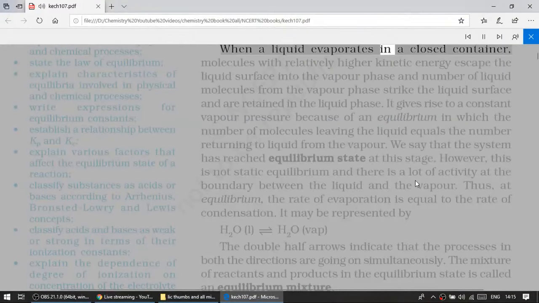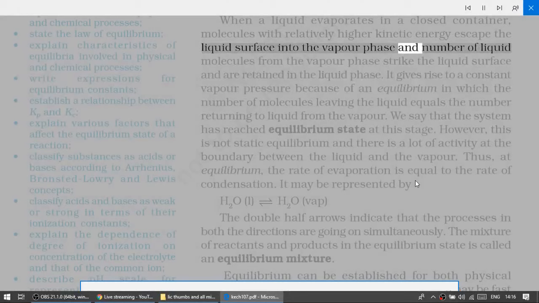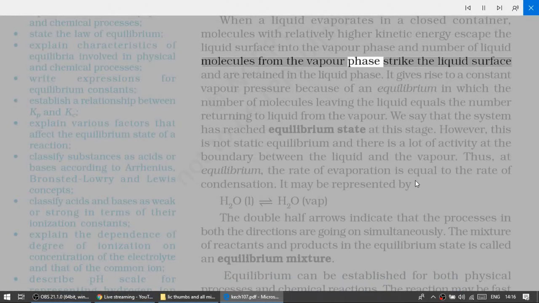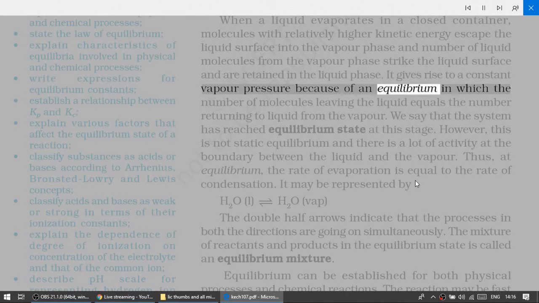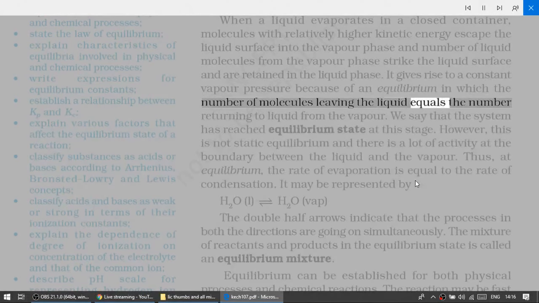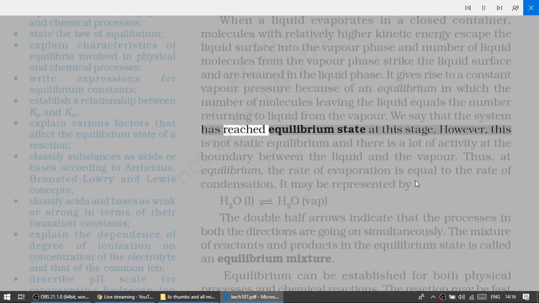In a closed container, molecules with relatively higher kinetic energy escape the liquid surface into the vapor phase, and a number of liquid molecules from the vapor phase strike the liquid surface and are retained in the liquid phase. It gives rise to a constant vapor pressure because of an equilibrium in which the number of molecules leaving the liquid equals the number returning to liquid from the vapor. We say that the system has reached equilibrium state at this stage.